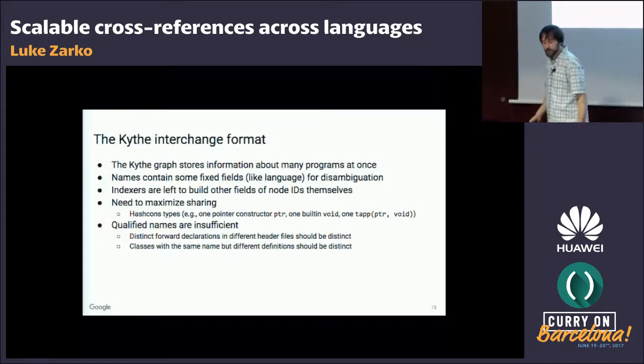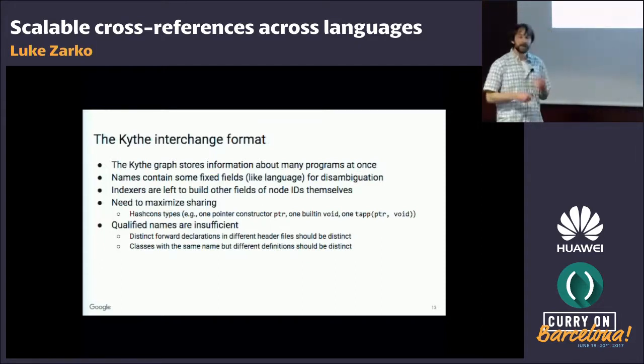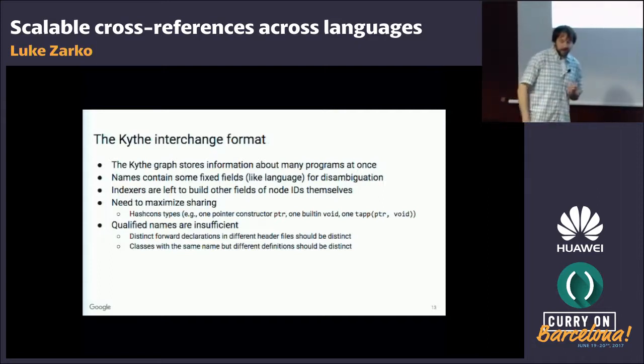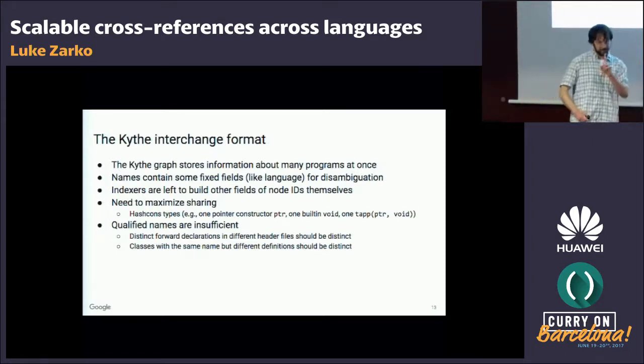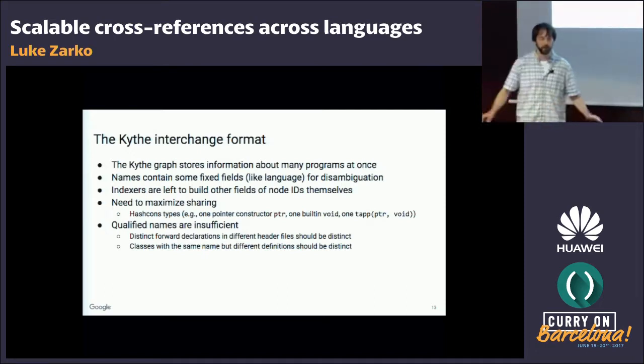It also turns out that writing down the qualified name of something as the node's name is insufficient, right? The canonical example is int main in C++. Because we have a whole bunch of programs stored in the graph, if we had only one name for int main, we would no longer be able to distinguish them, and we would no longer be able to tell those programs apart.